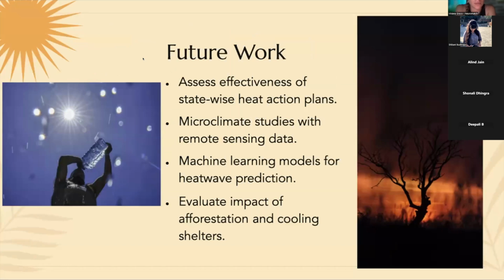We propose several avenues for future research. Firstly, evaluating the effectiveness of heat action plans implemented by various states, and conducting microclimate studies using remote sensing data for high resolution mapping of heat risk. Then developing machine learning models for predicting heat waves and assessing their potential impacts. Investigating the role of afforestation and cooling shelters as adaptive strategies to mitigate heat stress. These efforts aim to enhance the robustness and accuracy of heat vulnerability assessments and inform better policy decisions.